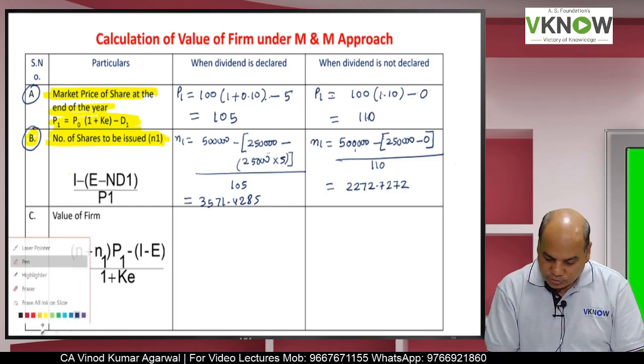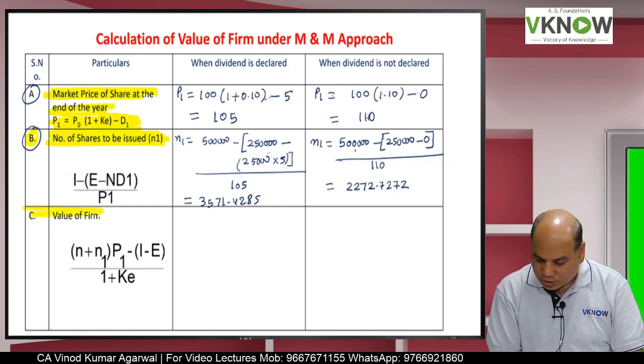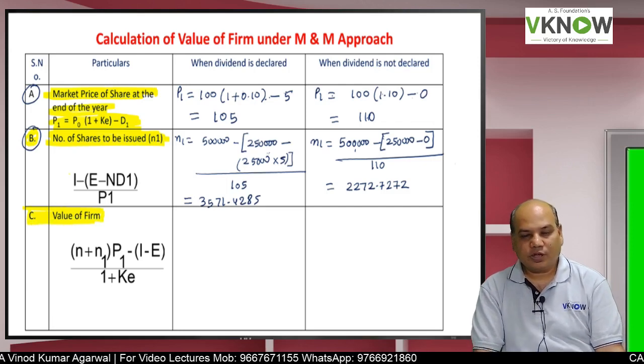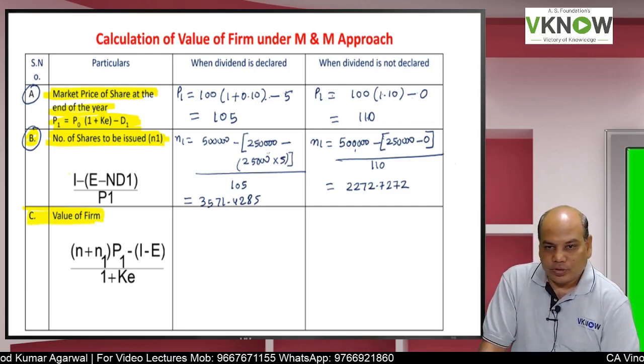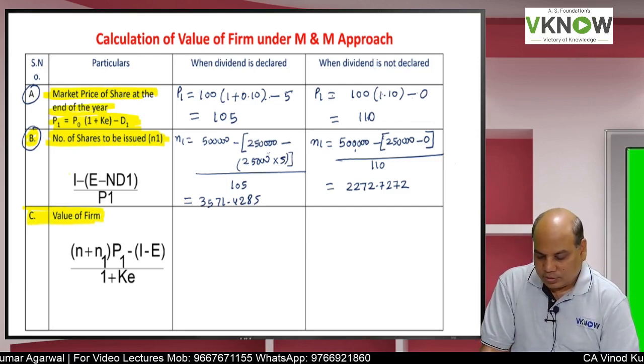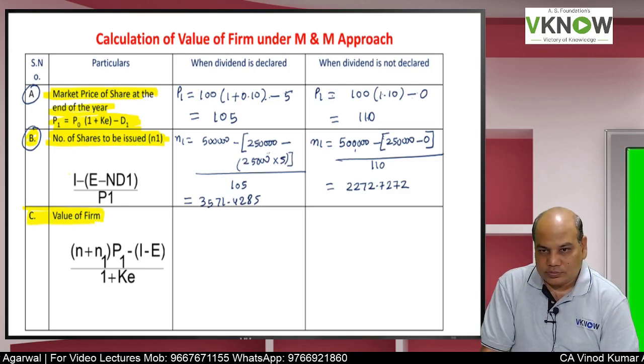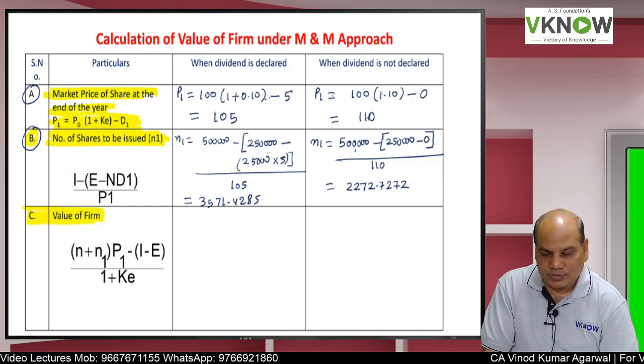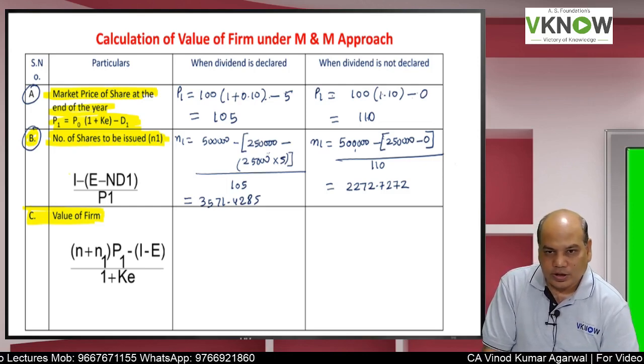Now the learned, intelligent students will write point C, value of the firm. Practice in writing. Keep the notebook with you. The formula is (n plus N1) into bracket P1 minus (I minus E), upon 1 plus K.